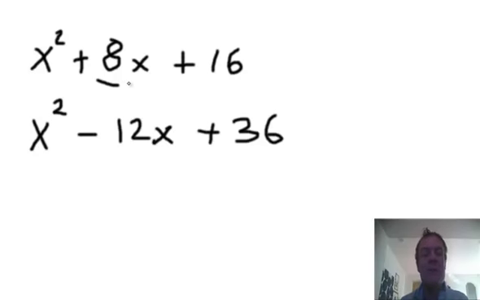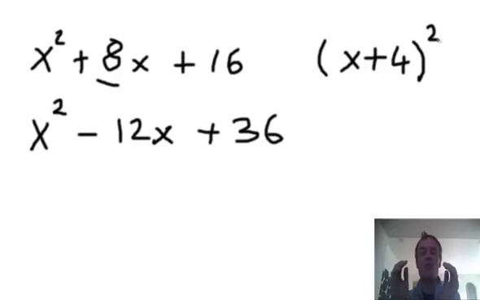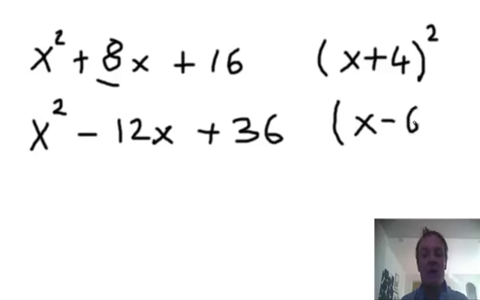So now what does this mean? Well, if you were to factor this, you'd get this. x plus 4 times another x plus 4, or x plus 4 squared. And this is what we're aiming for, this parenthesis squared. If I was to factor x squared minus 12x plus 36, I'd get x minus 6 and another x minus 6. In other words, x minus 6 squared. Okay, that's why we're doing this.